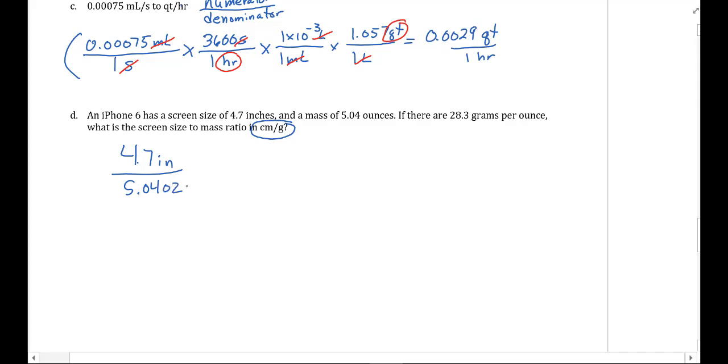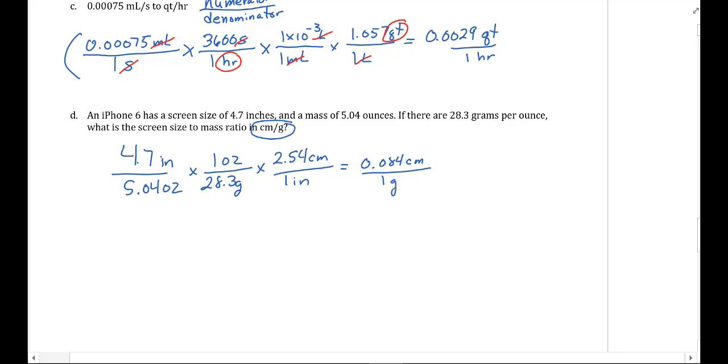And setting the problem up like that, numerator denominator, can help a lot to help you figure out where to go next. Why don't you pause the video and see what you can do? I'll show you the solution in a moment. We can solve this like we've done some other problems. Ounces can be converted to grams, and centimeters can be converted to inches like we've done before. And that should all work out to be 0.084 centimeters for every 1 gram.